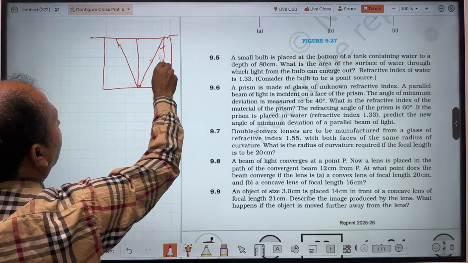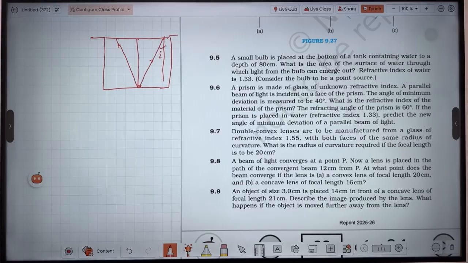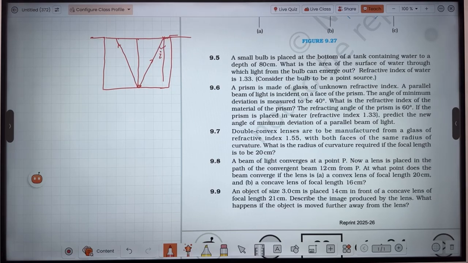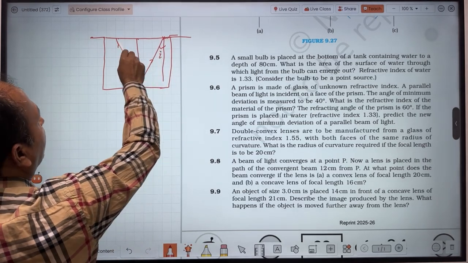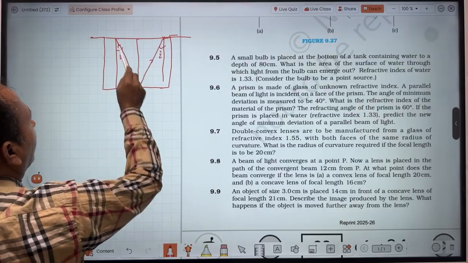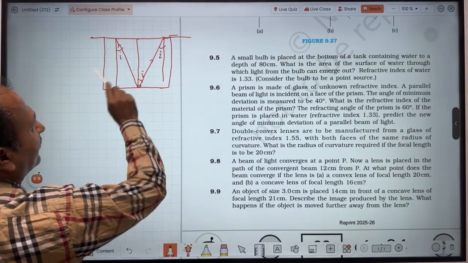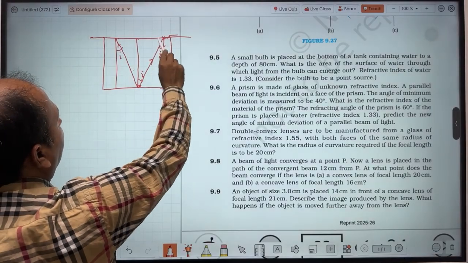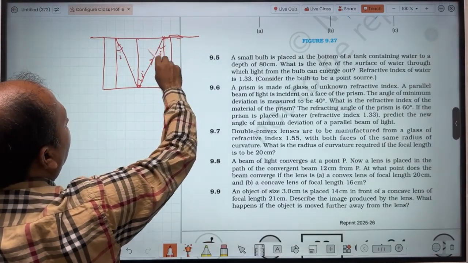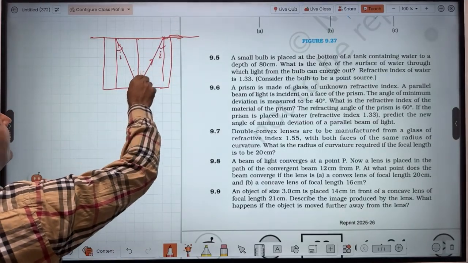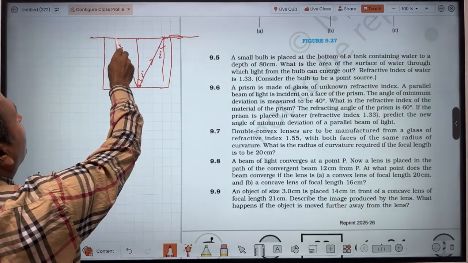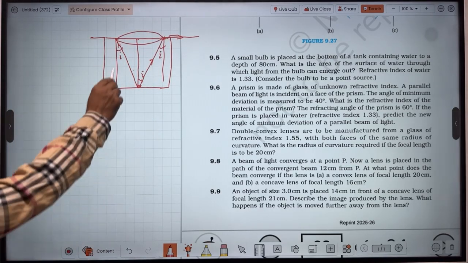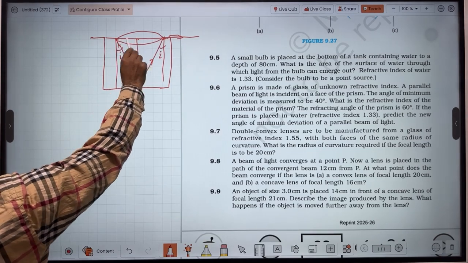At this point, suppose this angle is I, and if it satisfies the condition of total internal reflection, it means this is the critical angle. The same is true here. This is critical angle I, this is also I. So if light is incident at a critical angle, then it will pass like this, so no light will come out. But if the ray goes like this, then light will come out. So this is the portion from where light will come out. So this circular portion is to be considered.